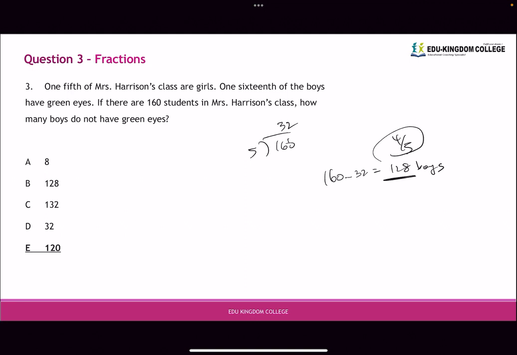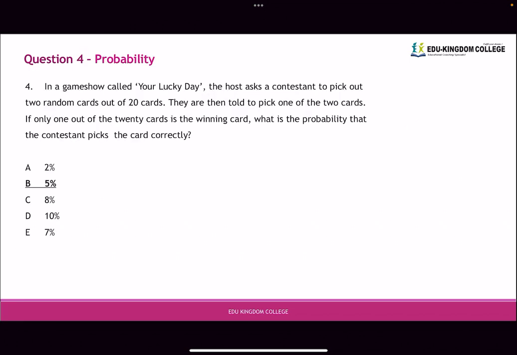128 boys. 1/16 of the boys have green eyes. So what's 1/16 of 128? 16 goes into 128 8 times. So 1/16 equals 8. So 8 boys have green eyes, which means that if 8 out of 128 have green eyes, the other 120 do not. So 120 boys do not have green eyes.